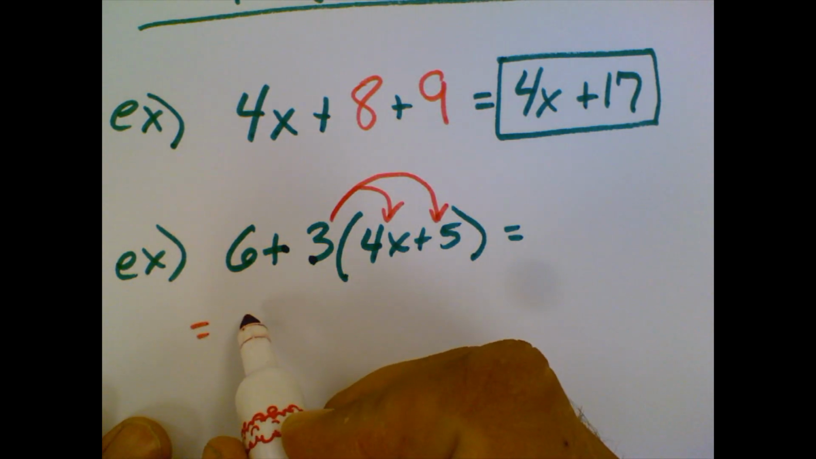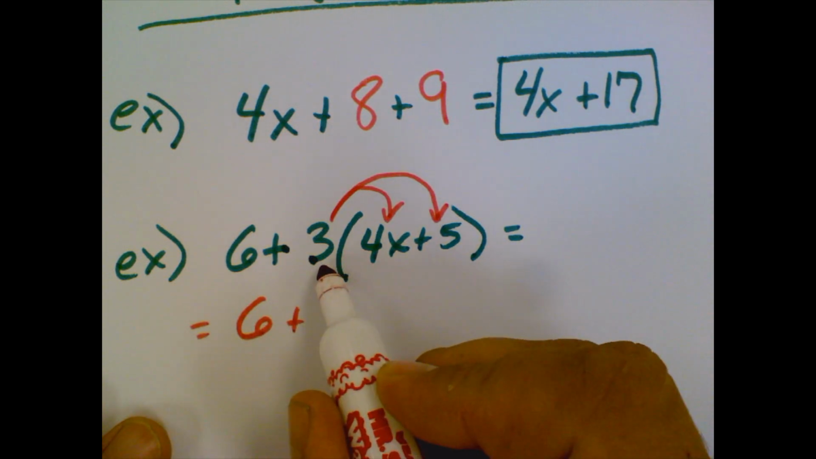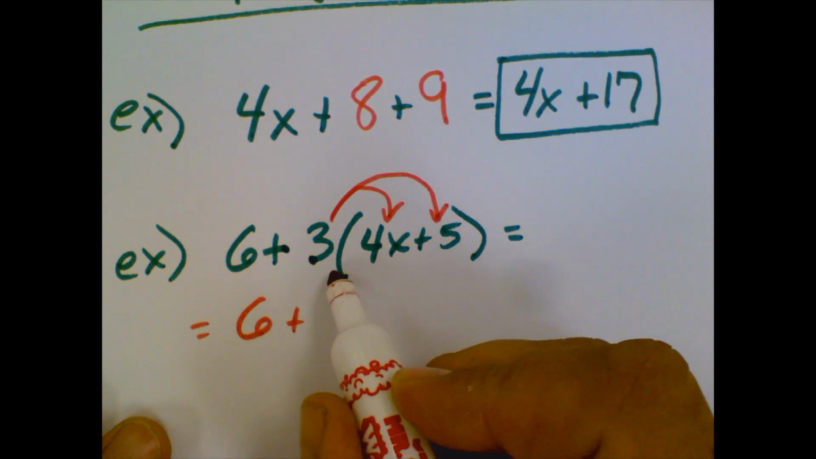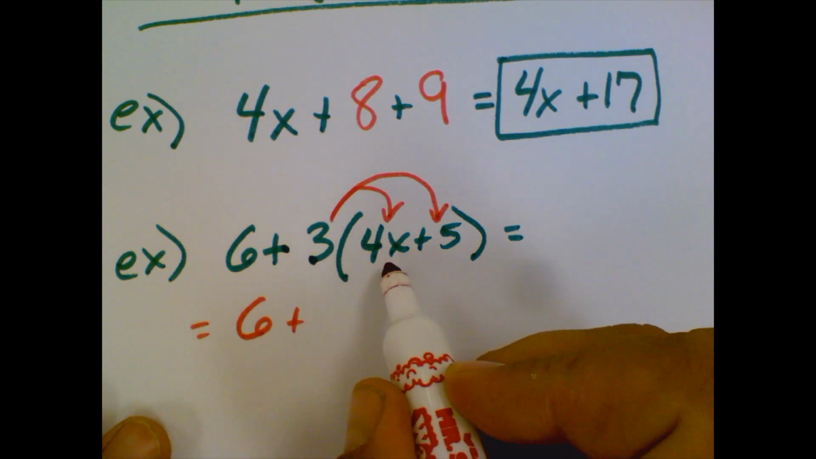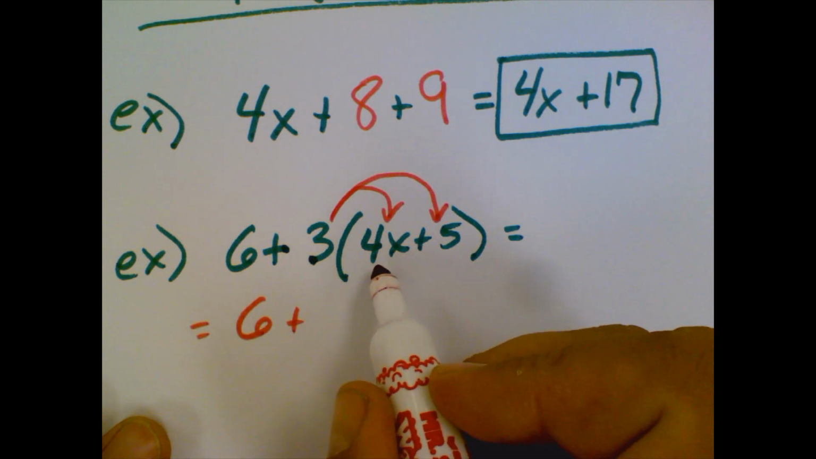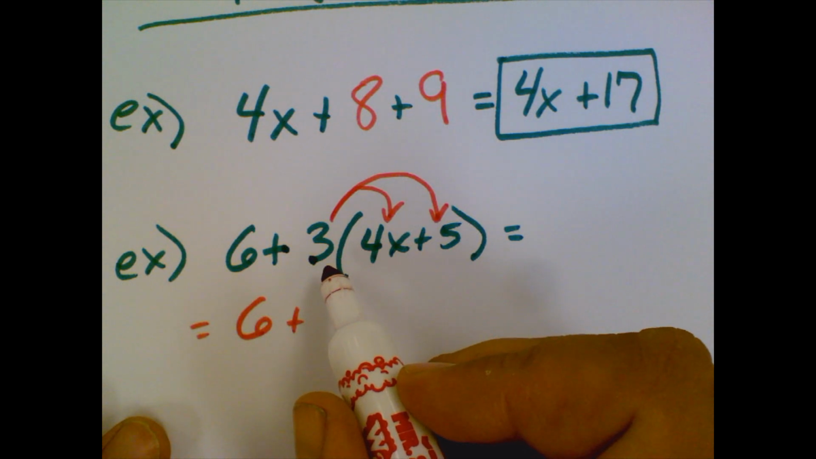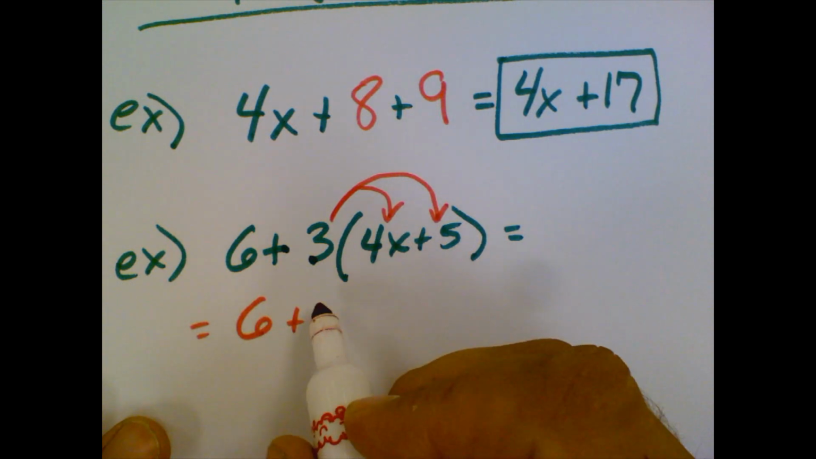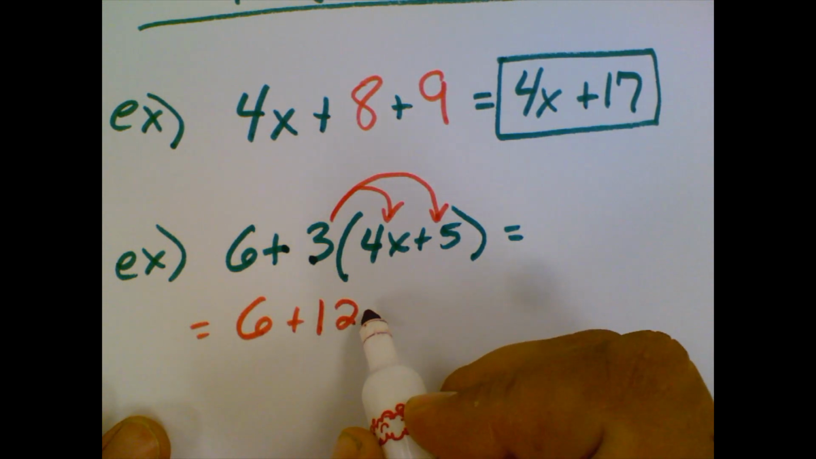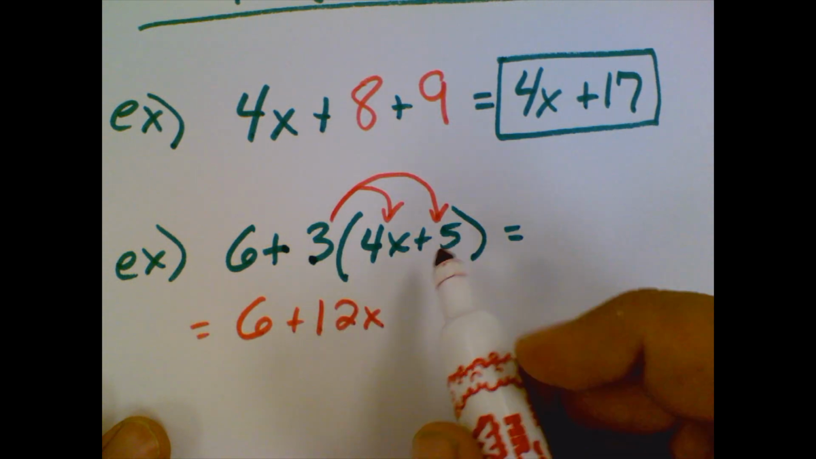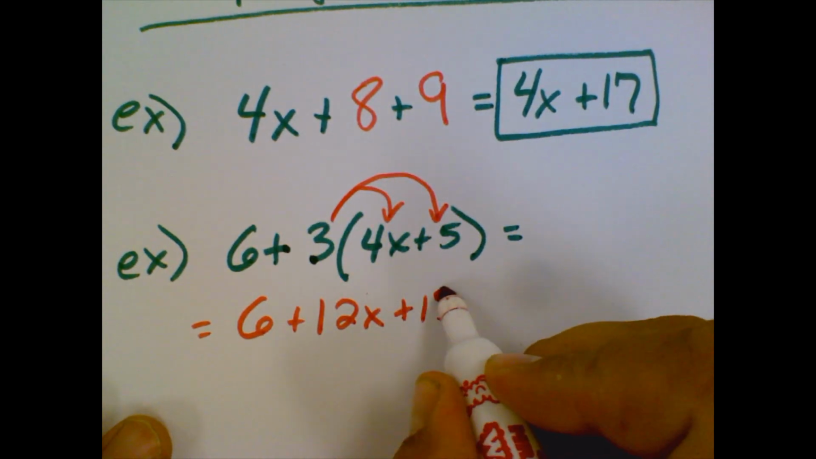So let's just write this below. We get 6 plus, now for 3 times 4x. Now, you can multiply constants together even though they might not be like terms, because this is called a multiplier or a scalar. Okay? So 3 times 4, we can write that as 12x. Okay, 3 times 5 is positive 15.